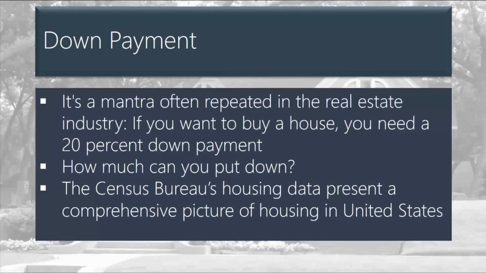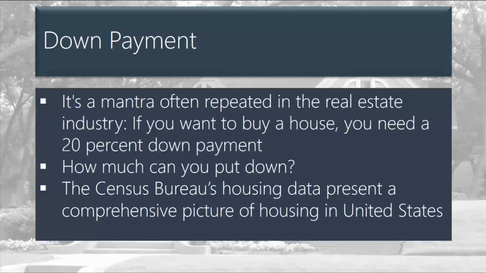It's a mantra often repeated in the real estate industry: if you want to buy a house, you need a 20% down payment. Well, that's quite a lot. What if the house is, let's say, $200,000? You need $40,000 down. How much can you really put down? What are your savings? When you look at that, you think of this as a very high number, and most times it's very discouraging. Well, not really. There's some good news.